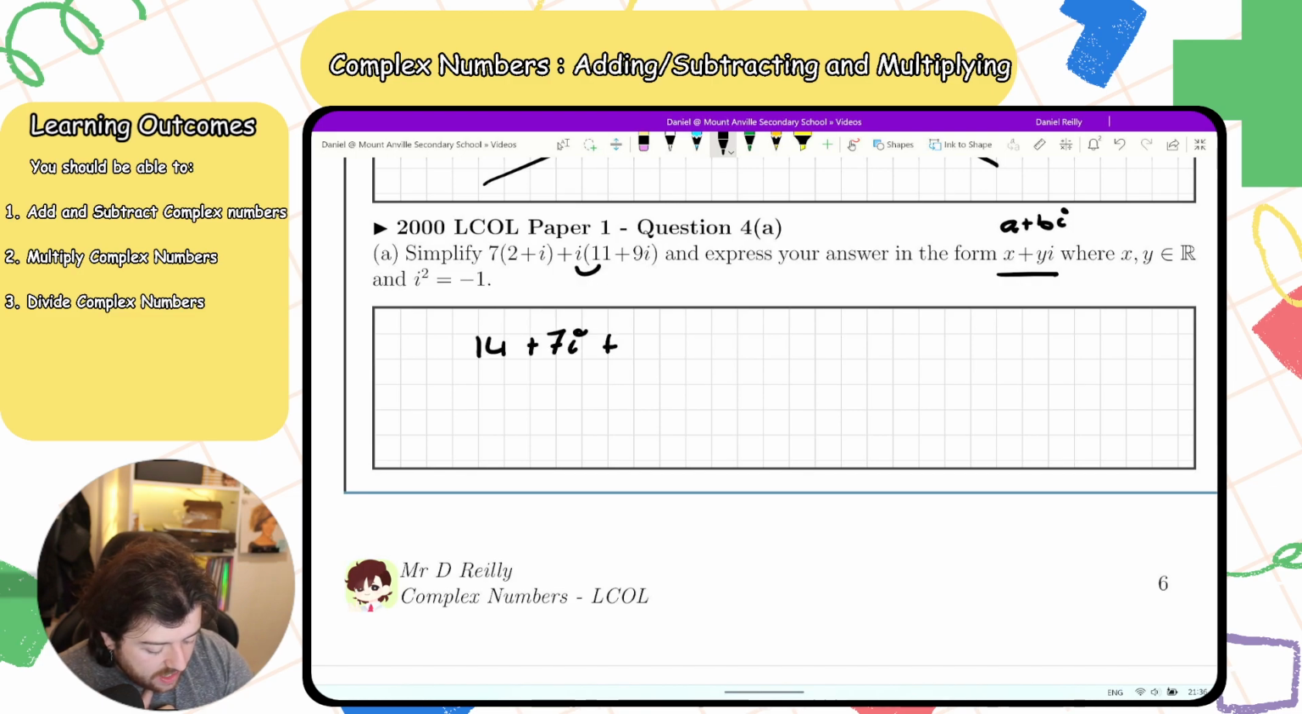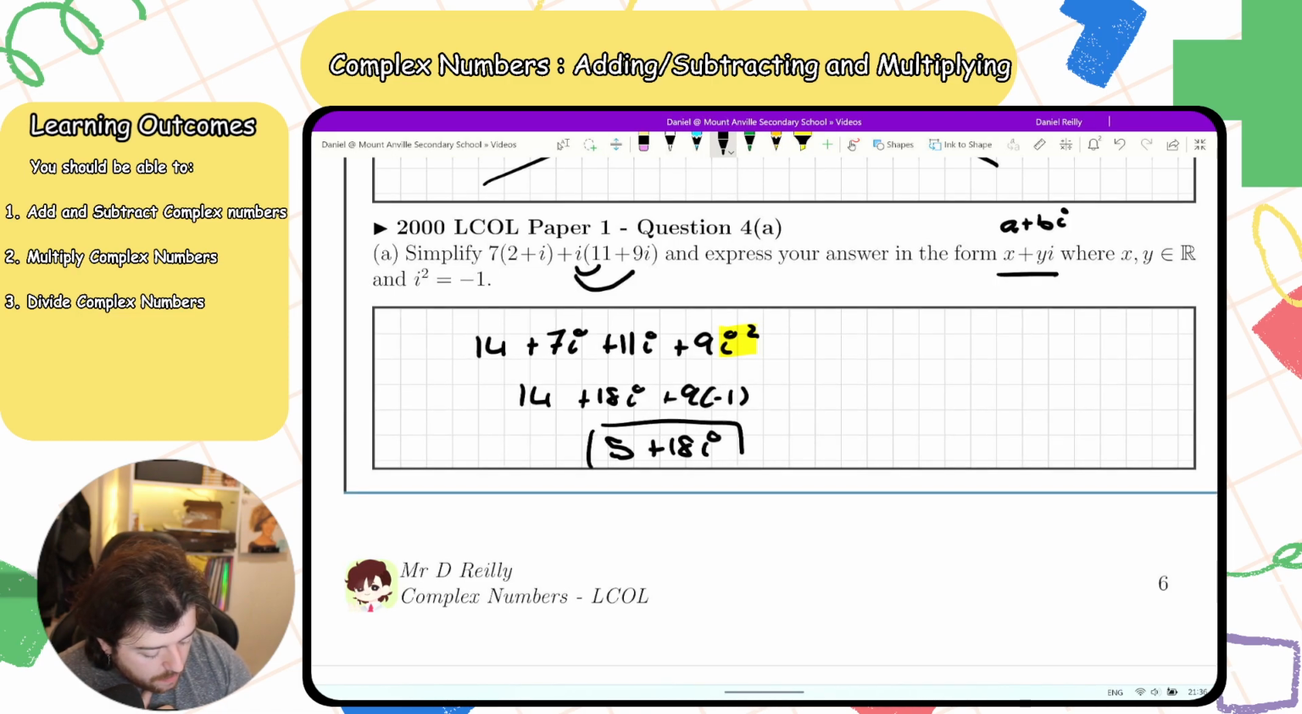i times 11 is 11i. i times 9i is plus 9i squared. Again, i squared I have here, I make that a minus 1. So I have 14. 7i plus 11i is plus 18i. Plus 9 times minus 1. 14 plus 9 times minus 1, that's going to be a minus 9. So 14 minus 9 is 5. And then plus 18i. Bada boom, bada bing.